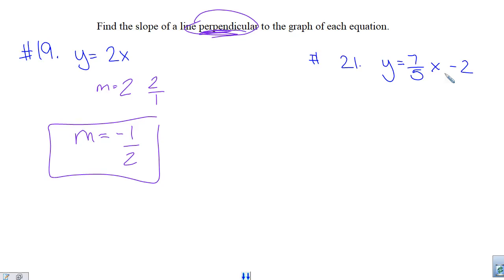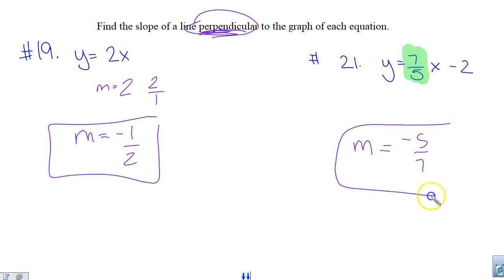And I'll just wait for a moment as you do so. And for number 21, my current slope is 7/5. So if I want a perpendicular line, I need to do the opposite. So that's positive, so mine will be negative. Reciprocal, 5/7 would be the slope of my new line.